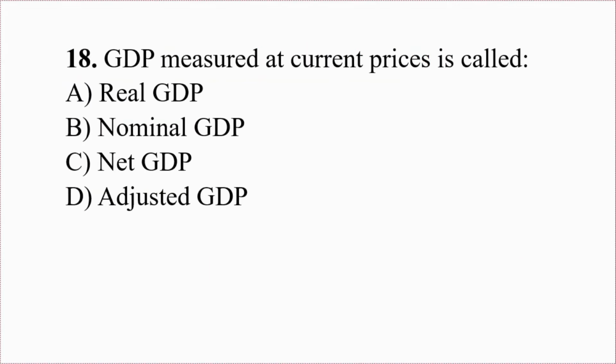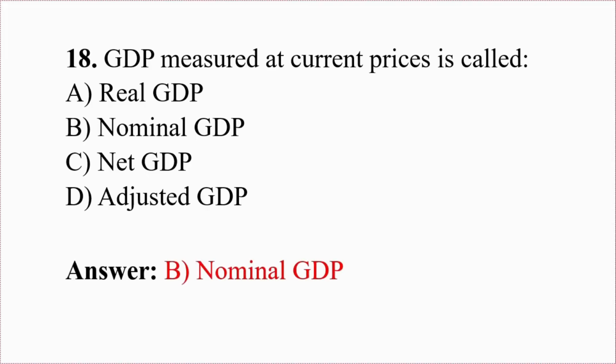The 18th question is: GDP measured at current prices is called A. Real GDP, B. Nominal GDP, C. Net GDP, D. Adjusted GDP. The correct answer is B, that is nominal GDP.